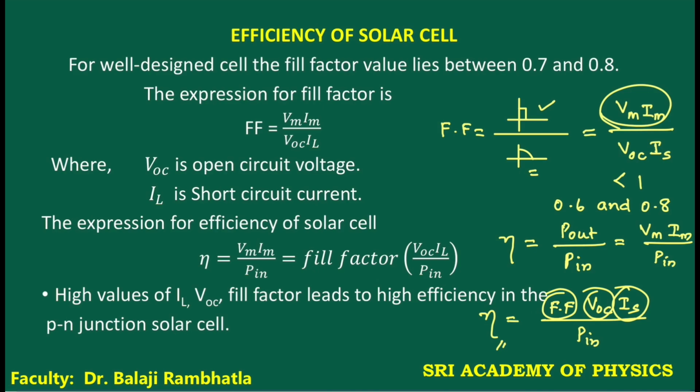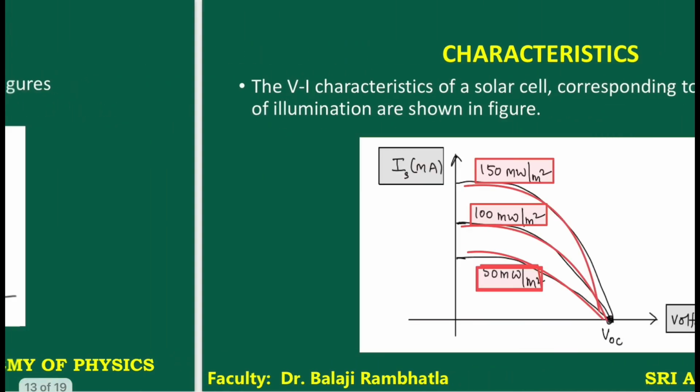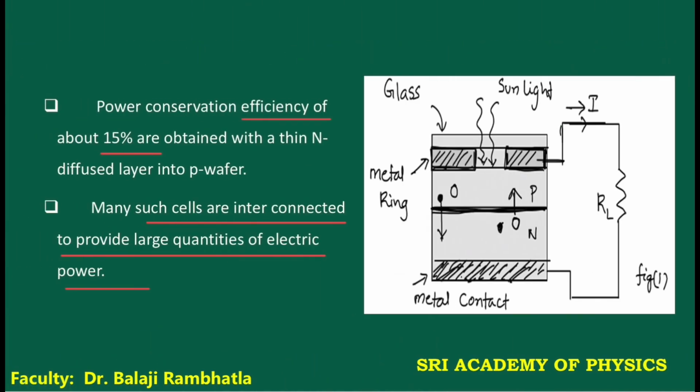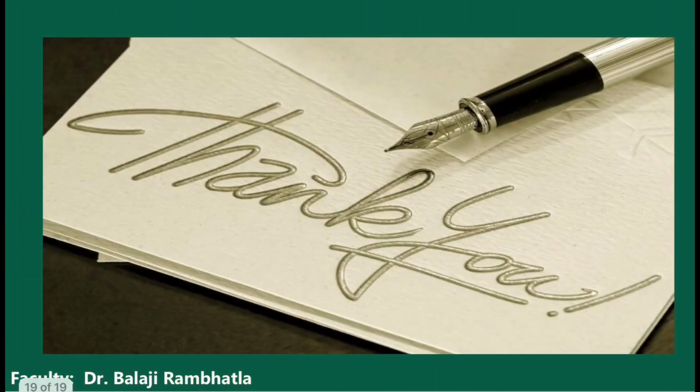The efficiency of the solar cell is around 15%, and many such cells are interconnected to provide a large quantity of solar power. Thank you.